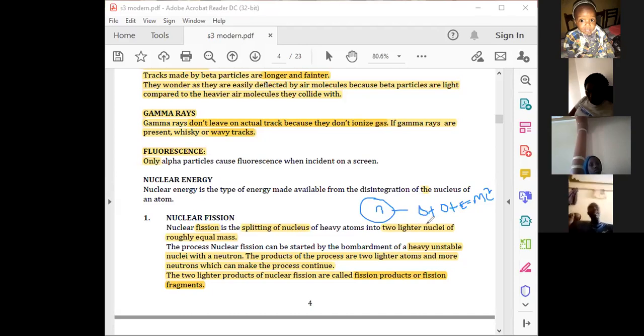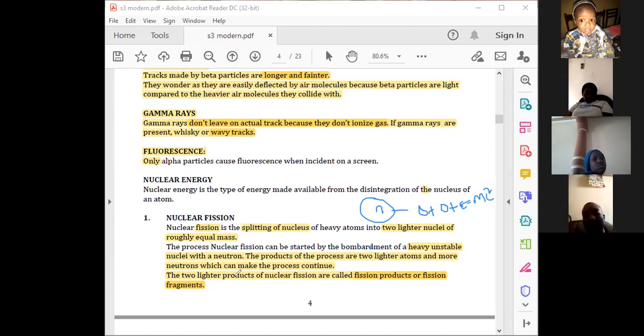Then into two lighter nuclei of roughly equal mass. And then we are saying the process of nuclear fission can be started by bombardment of heavy unstable nuclei with a neutron. That's what I was trying to write here. This is very heavy and unstable nuclei, but to bombard it or to break it, I need to use a neutron. So bombarding a heavy unstable nuclei with a neutron is nuclear fission, not fusion.